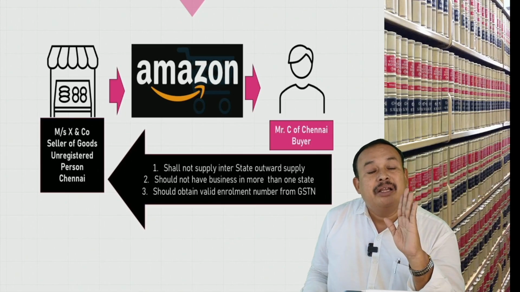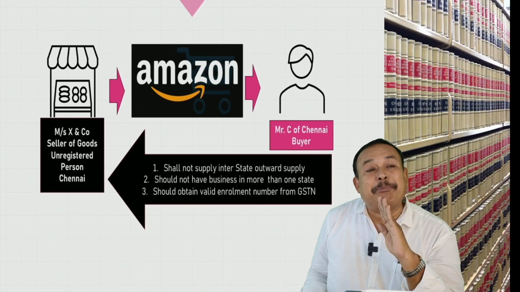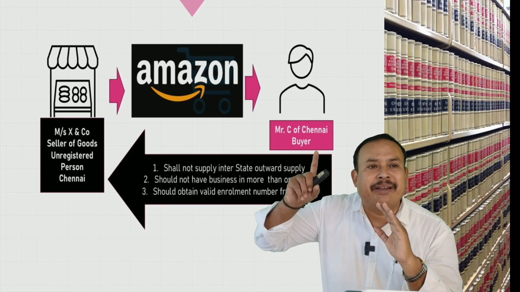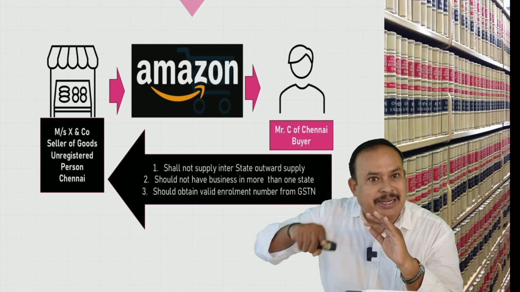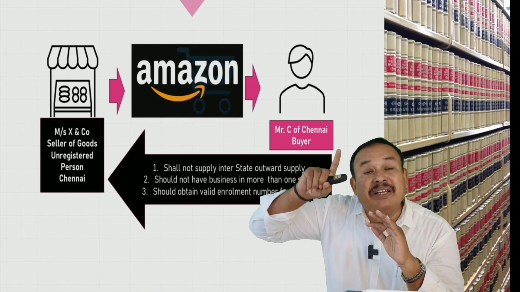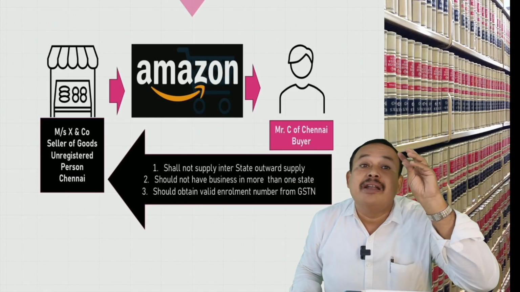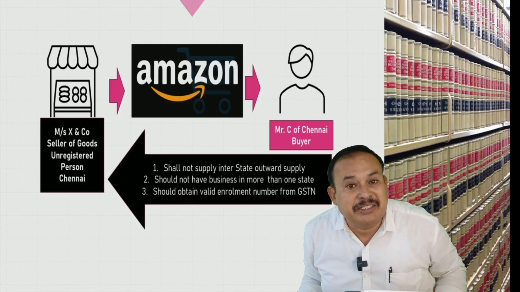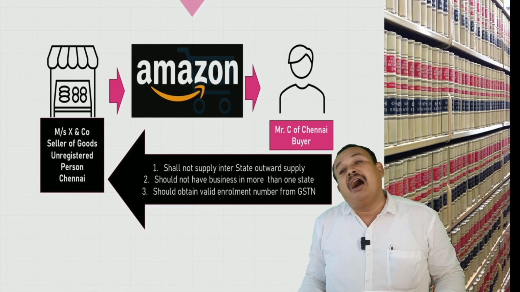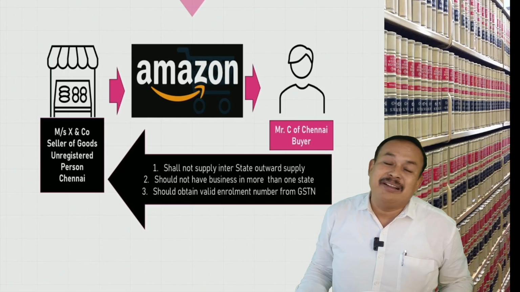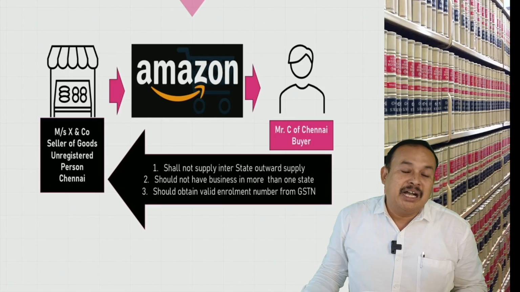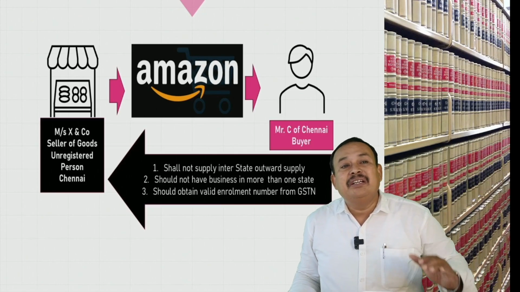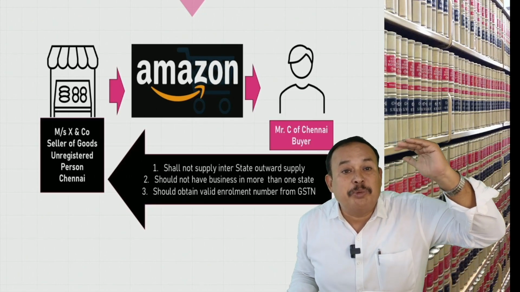Generally, if a supplier of goods supplies through an e-commerce operator, registration is mandatory. However, now it got amended. If the supplier is an unregistered person whose turnover has not exceeded the threshold for registration, in that case he is allowed to supply the goods through an e-commerce operator. Yes. How long? Till the time he crosses the limit of the threshold for registration.